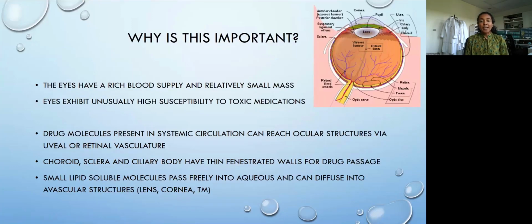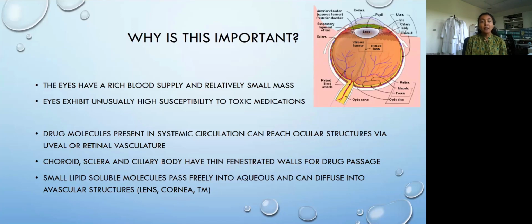All right, so the reason why it's important to know the ocular manifestations or complications of medications is because the eyes have a very rich blood supply and a small mass. So they exhibit unusually high susceptibility to some toxic medications. So these drug molecules can be present in systemic circulation, can reach the ocular structures by a uveal or retinal vasculature. So choroid, sclera, and ciliary body have these thin fenestrated walls for drug passage.